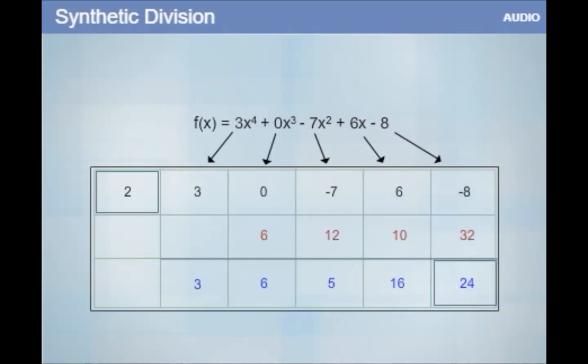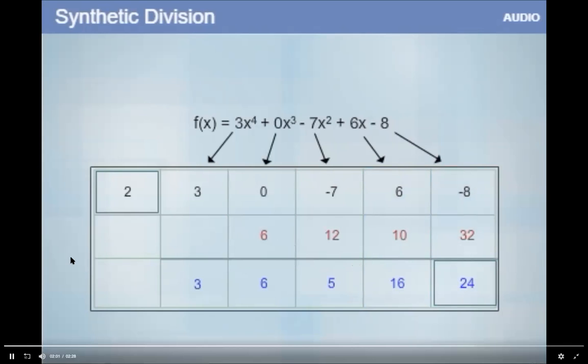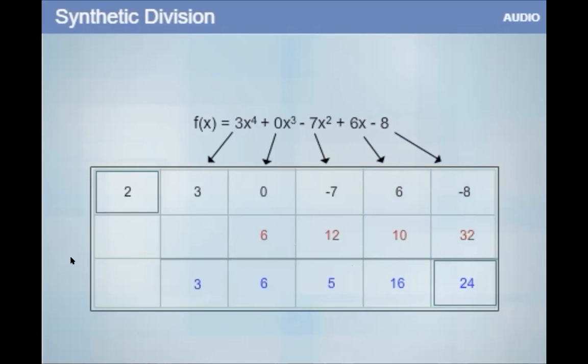Now study those values in the bottom row carefully. Do they look familiar? They're the coefficients of the quotient polynomial you got using long division. And that 24 was the remainder. If you look carefully, you will see many of the other coefficients from the long division problem within the array.